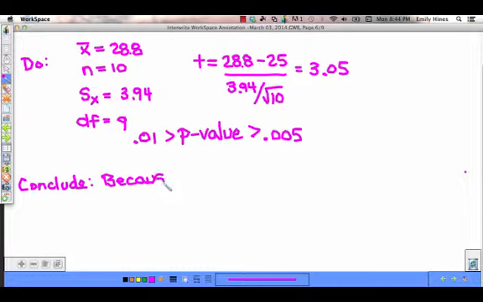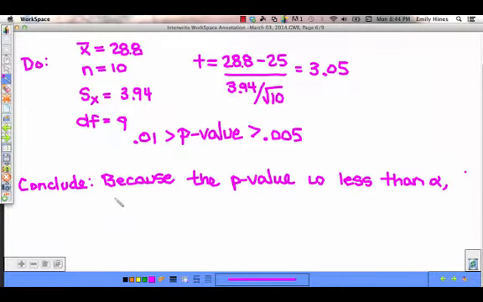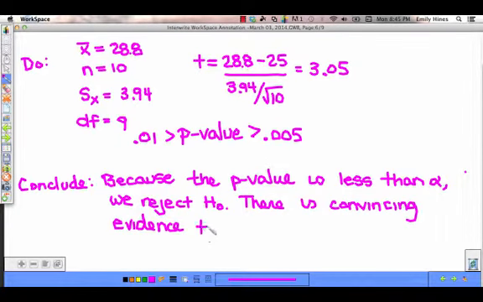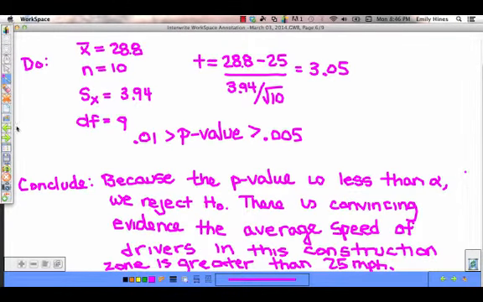No matter what p-value I have between these two, it's got to be less than the alpha value. So because the p-value, and remember our fill in the blank, is less than alpha, we reject the null hypothesis. There is convincing evidence that the average speed of drivers in this construction zone is greater than 25 miles per hour. There you go. Okay, full 4-step process.